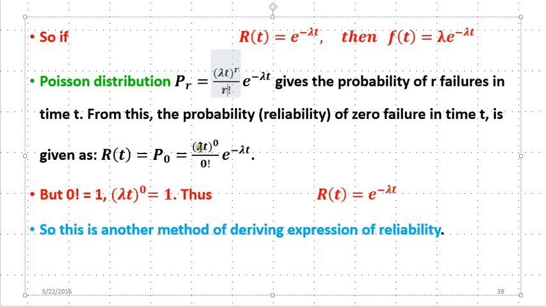So here I have lambda t raised to power 0, here I have 0 factorial. Any t raised to power 0, according to the law of indices, should be 1. 0 factorial is also equal to 1. 1 over 1 should be 1. Therefore, my P naught is equal to exponential minus lambda t. Can you see that this is the formula for my reliability? Yes. Therefore, using this Poisson distribution, we can derive the formula for our reliability.